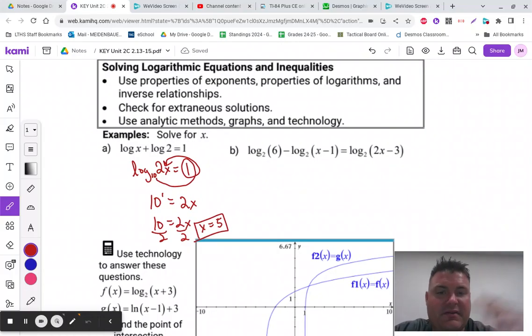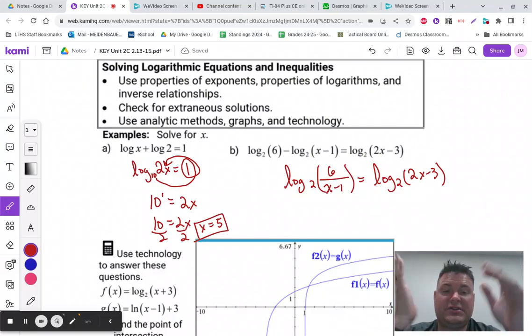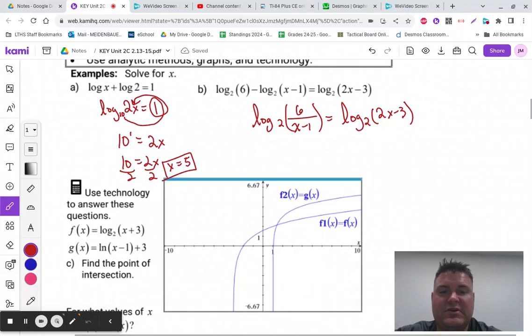Same idea here in B. You want to condense this, so we have one log term on each side. So I'm going to get log base 2 of 6 over x minus 1 equals log base 2, put that in parentheses, of 2x minus 3. Since I have logs on both sides, those actually do cancel out. So I'm left with just the arguments.